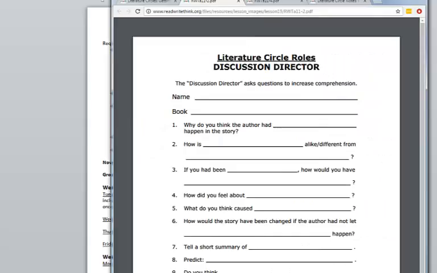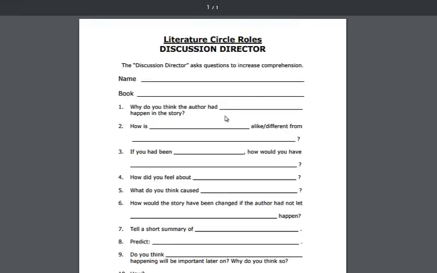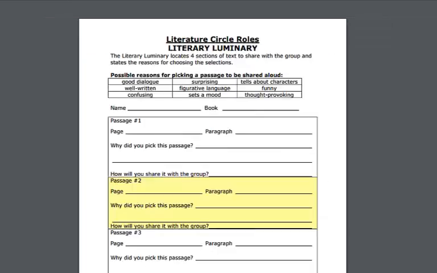Okay, so the roles that we have for our study are the discussion director, the vocabulary enricher, and the literary luminary. Okay, there are many different roles, many different things that literature circles might do, but these are the ones that we are going to use for our literature circle. Okay, so another thing you're going to have to decide within your group is how to divide your literature circle roles.